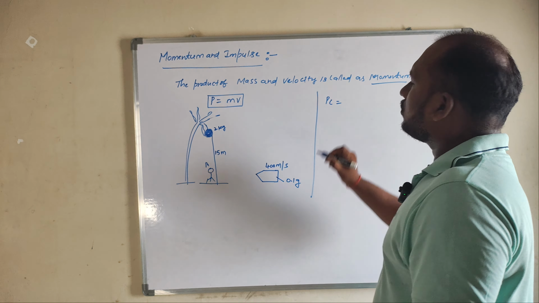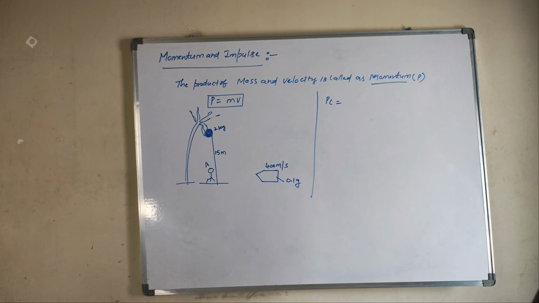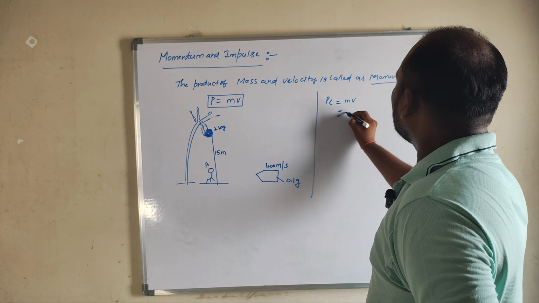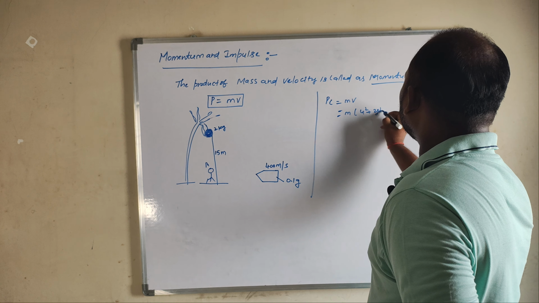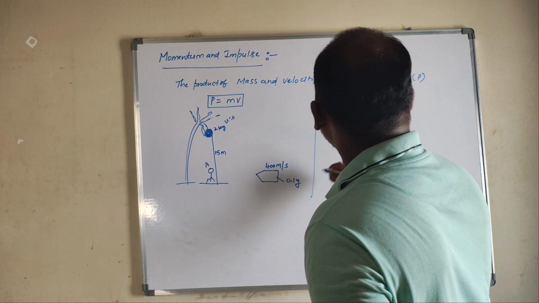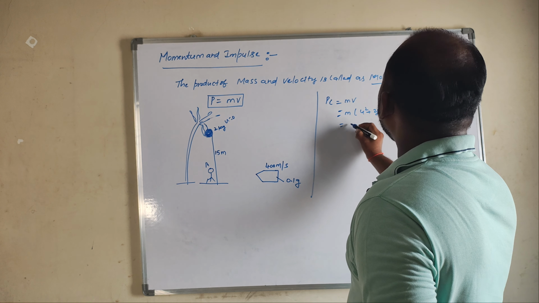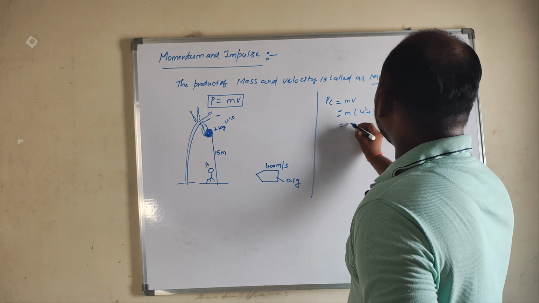PC is equal to the momentum of the coconut, m into v. What is v, guys? v is the square root of u square plus 2gh. We know this formula from mathematics. Here u is equal to 0, and m is 2 kg. So 2 into the square root of 0 square plus 2 into 10 into 10.